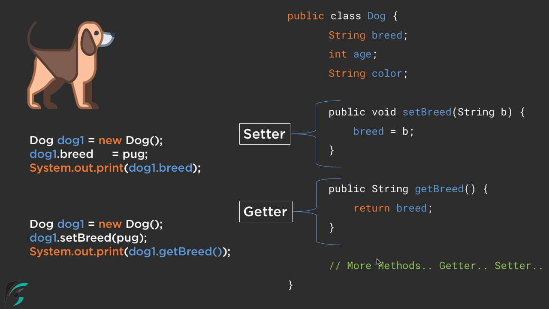Similar to the methods setBreed and getBreed, we can have getter and setter functions for the integer age, string color, and so on. Since the space was limited, I simply showed you the getter and setter methods of just one field variable, that is breed.